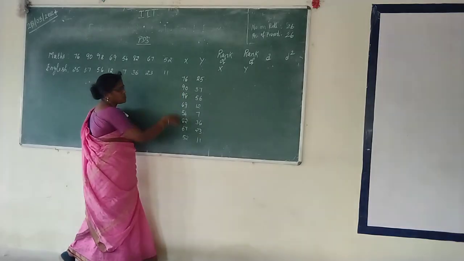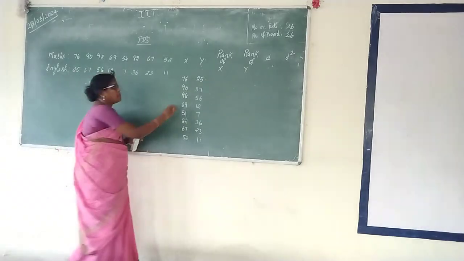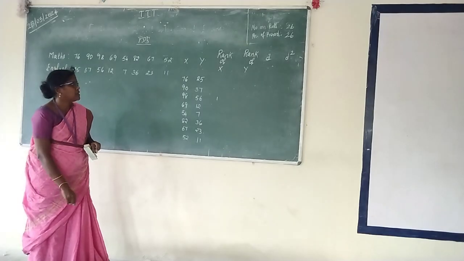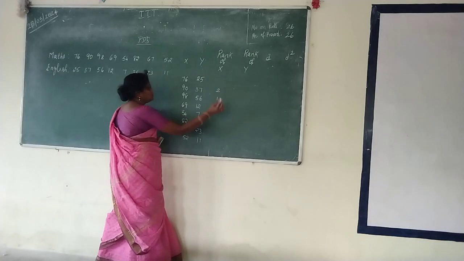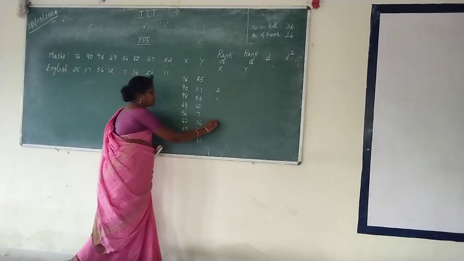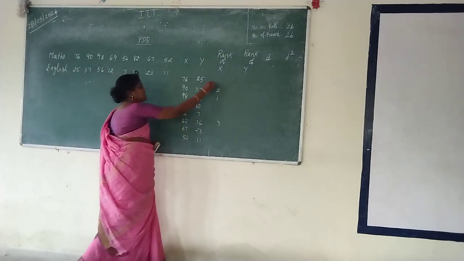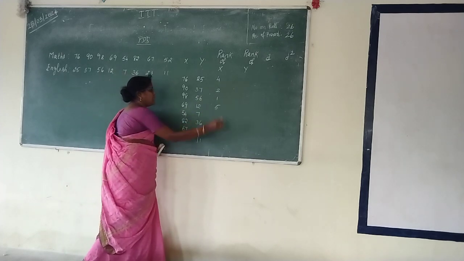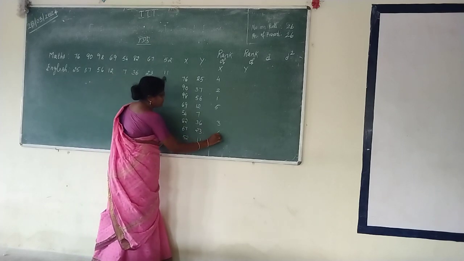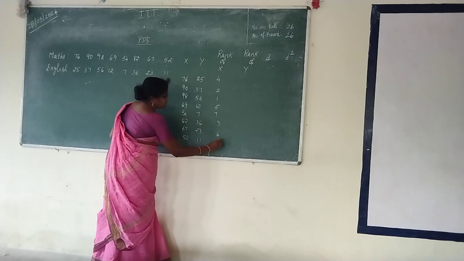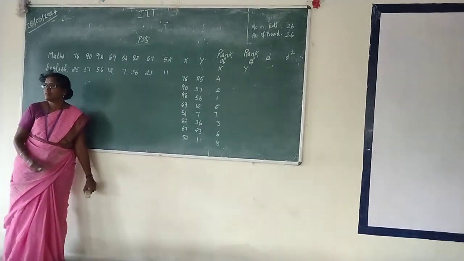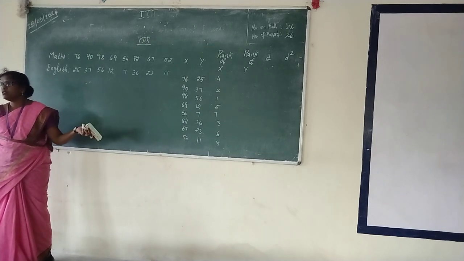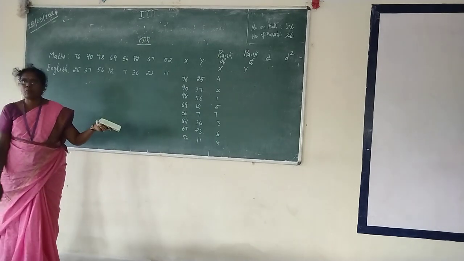Let's start allotting for x. What is the highest value? 98. For 98, give the ranking 1. What is the next one? Next highest? 90. That makes the ranking 2. Next? 82. Next? 76. Next one? 69 and 67. Next? Next one? Last? 52. Easy or not? Okay, but be careful whether there are any repeated values or not. Are there any repeated values? No. Similarly, allot the rank for y in the same way.